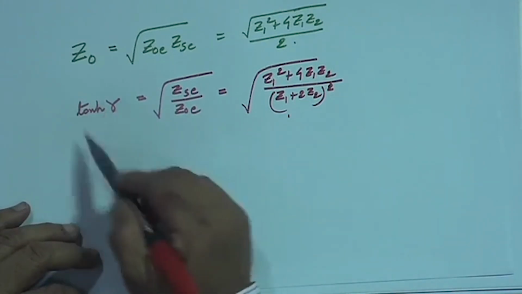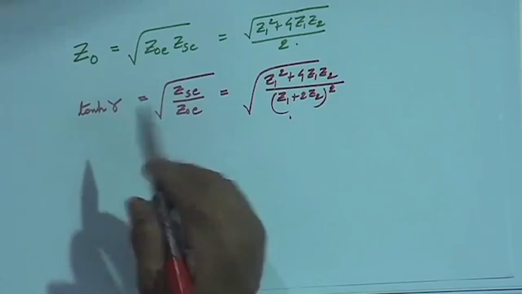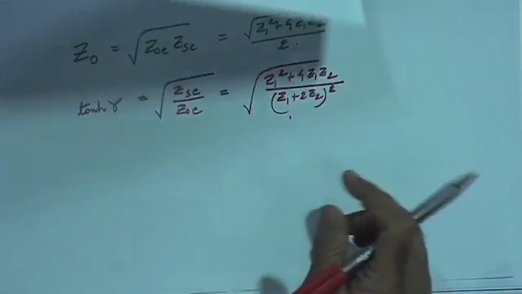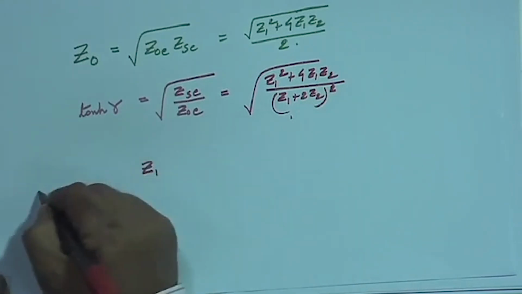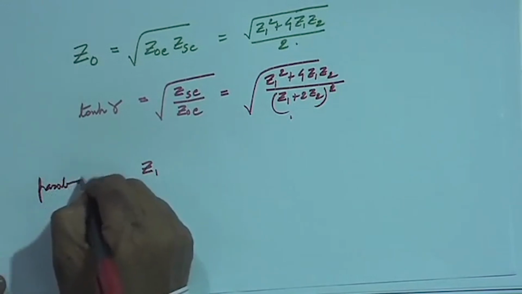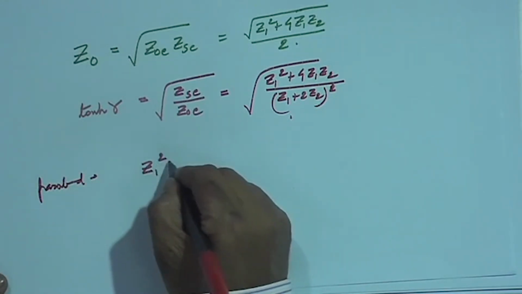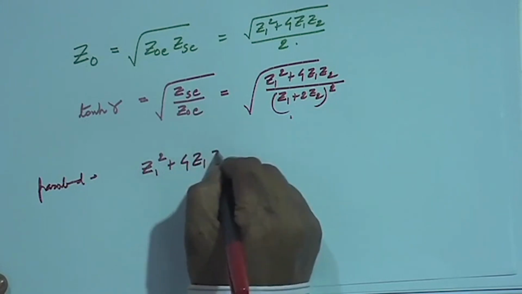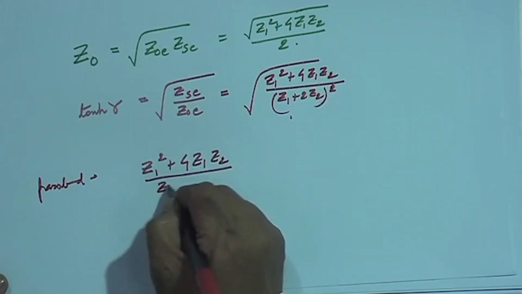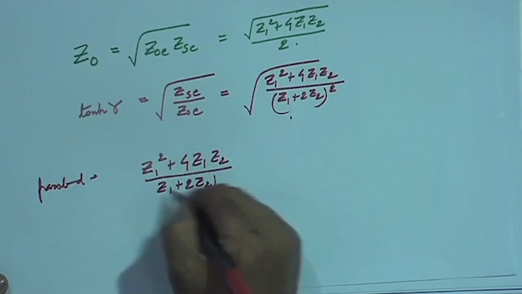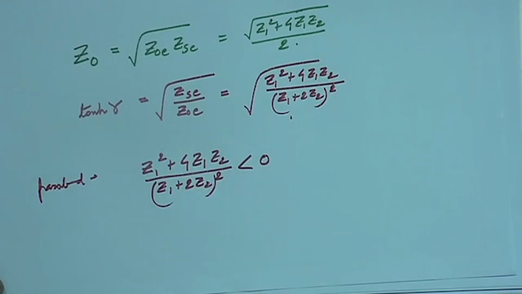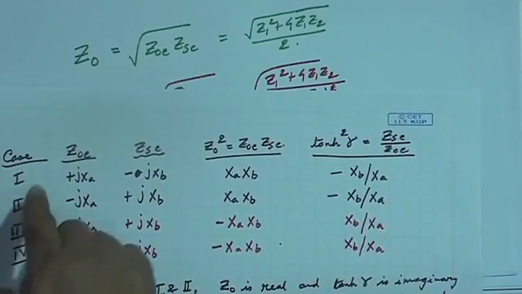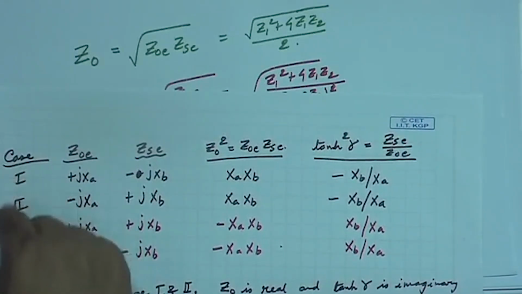We want this tan gamma to be imaginary in the passband. So our demand is that in the passband, (Z1 square plus 4 Z1 Z2) by (Z1 plus 2 Z2) square should be less than 0. Consider case 1 in the table. We will now confine ourselves to cases 1 and 2.